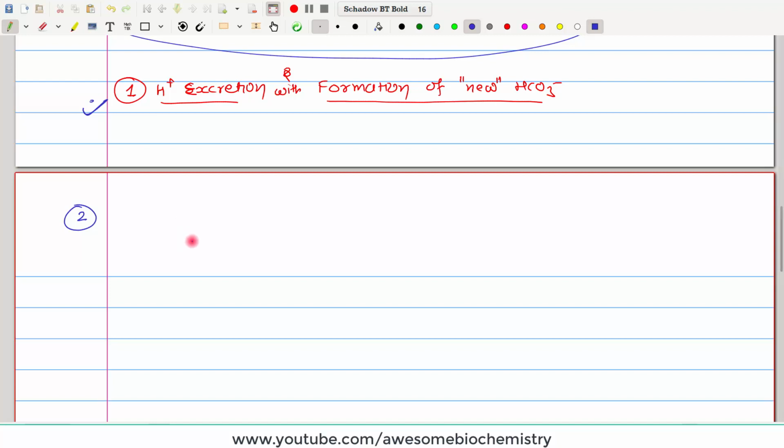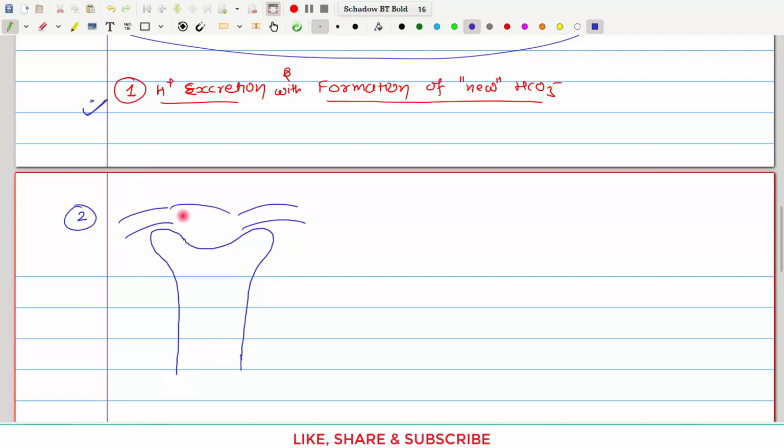So to understand this, I will first draw the diagram of the nephron. This is the Bowman's capsule and this is the tubular system. Here we have the afferent arteriole, this is the efferent arteriole, and in between these two there is a rich capillary network, right. From the afferent arteriole blood enters, from the efferent arteriole blood leaves, and it passes through this capillary. So when blood passes through this capillary network, a filtration process occurs.